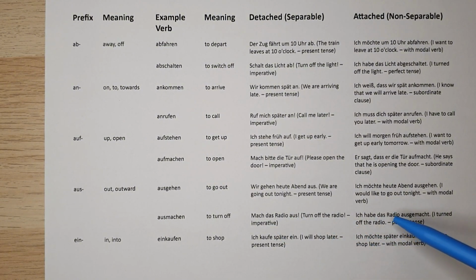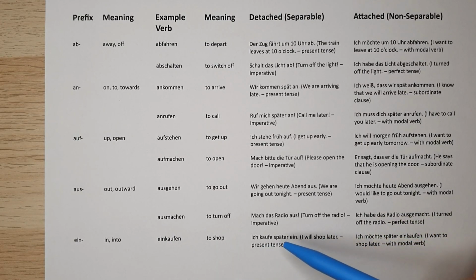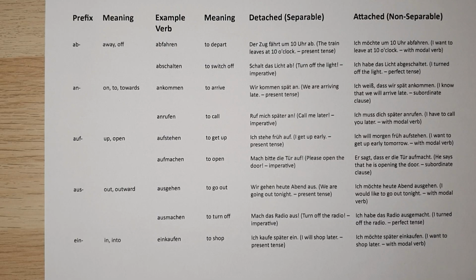Imperative, ich habe das Radio ausgemacht. I turned off the radio. Perfect tense. Einkaufen. Ich kaufe später ein. I will shop later. Present tense. Ich möchte später einkaufen. I want to shop later, with modal verb.